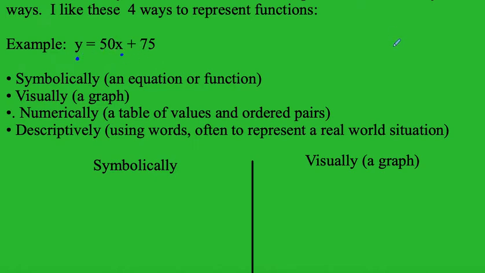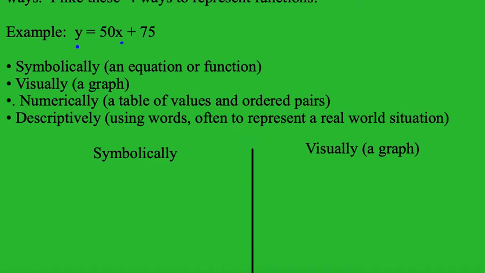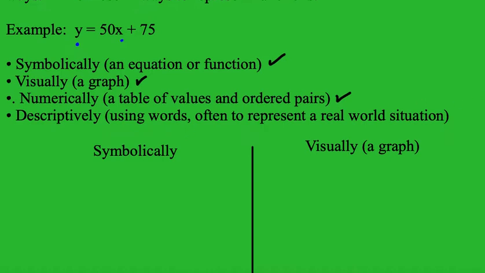Now, this equation we can look at 4 different ways, and sometimes looking at it a different way or with a different approach can help us learn more about the function itself. So here's what I mean. We can look at things symbolically, which means an equation or a function, visually, a graph of it. Numerically, I could give it a table of values, and often I could describe it with words.